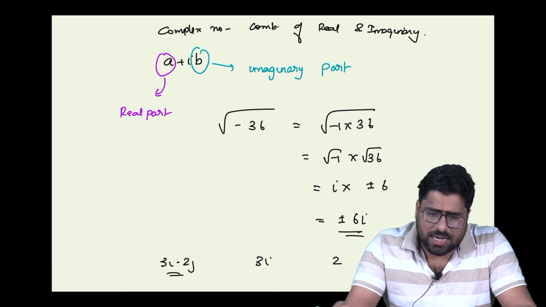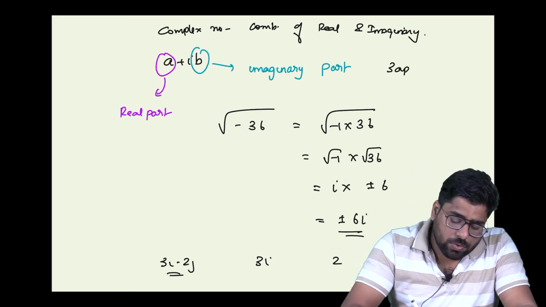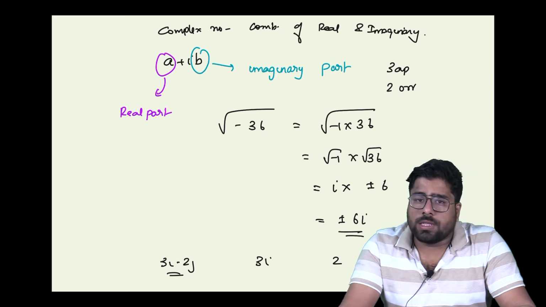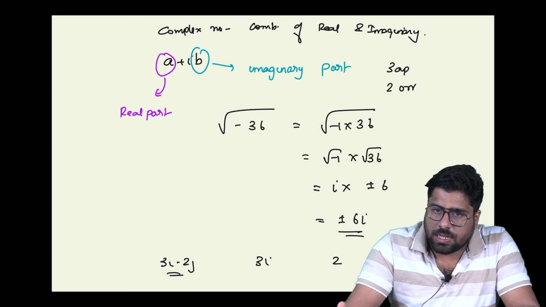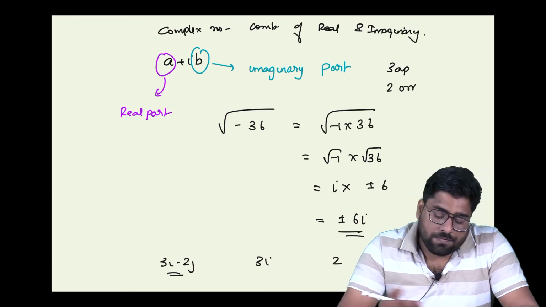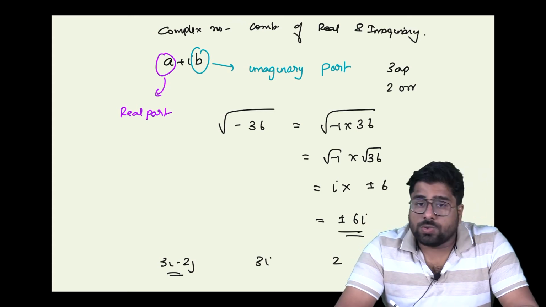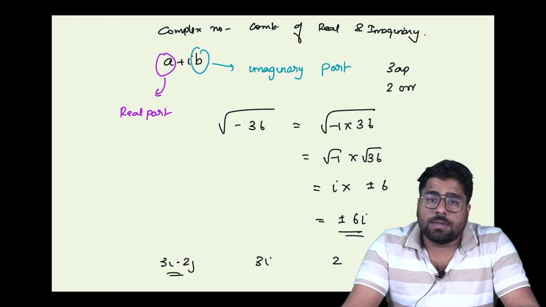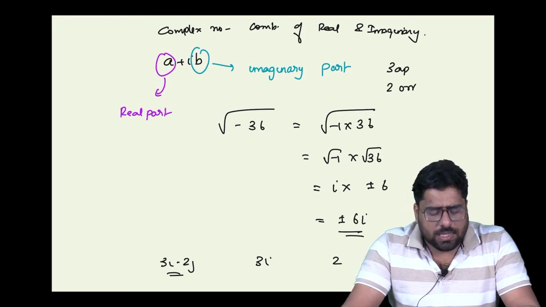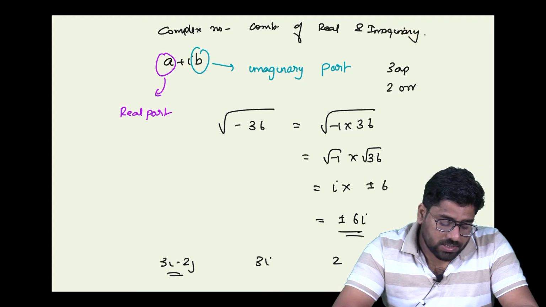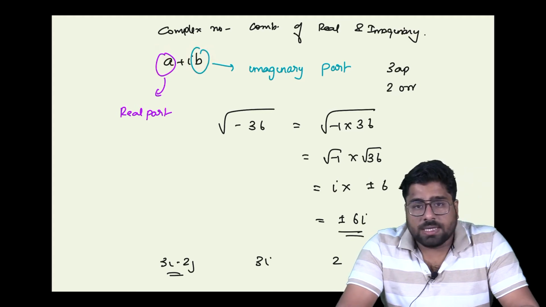Exactly like this, I have 3 apples and I have 2 oranges. Can I add this 3 and 2 together? No, I cannot. I cannot say 5 something, right? Why? Because they are not identical. If it was 3 apples and 2 apples, then it will be fine. I'll be able to add them and say that I have a total of 5 apples, right? Similarly, you cannot add these two. Instead, you will write them side by side.